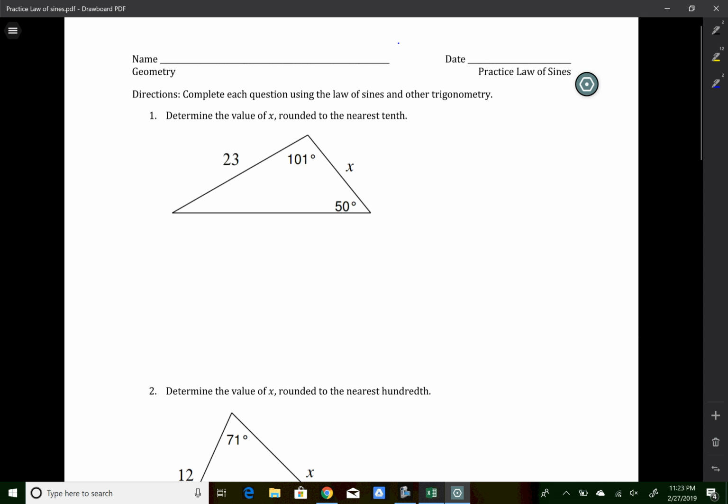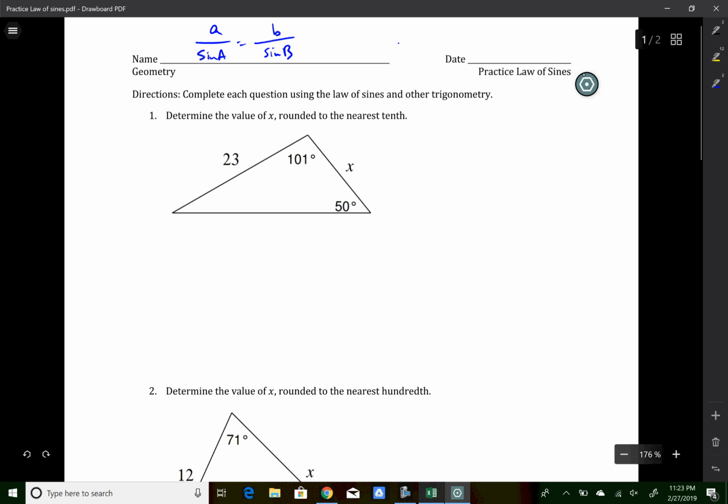All right, so using the law of sines. One of the things that we know about the law of sines is that any side of the triangle divided by the sine of its angle is equal to another side of a triangle divided by the sine of its angle. Right? So if we're looking here, we're looking for matching pairs.